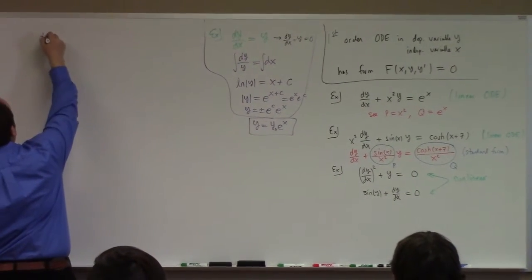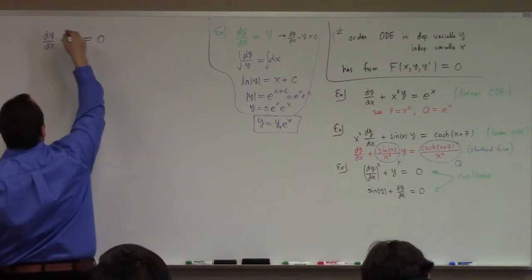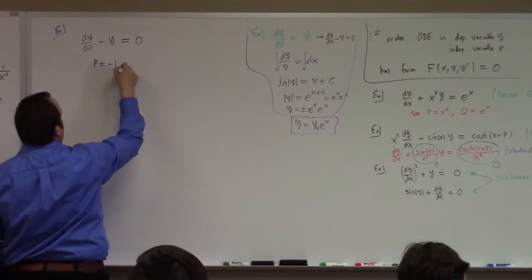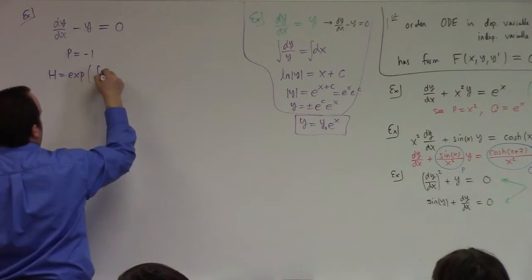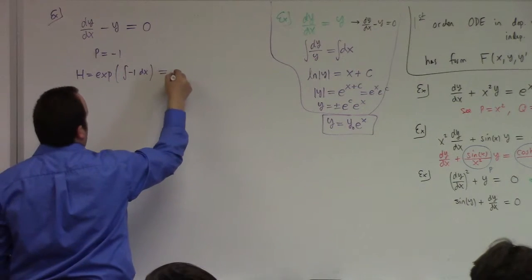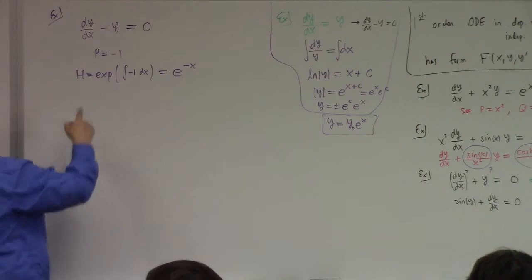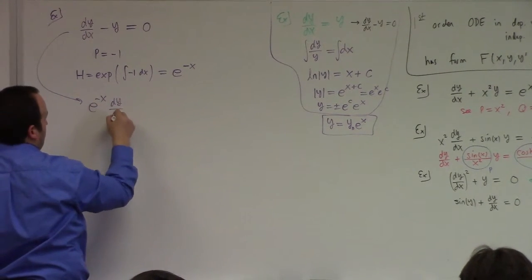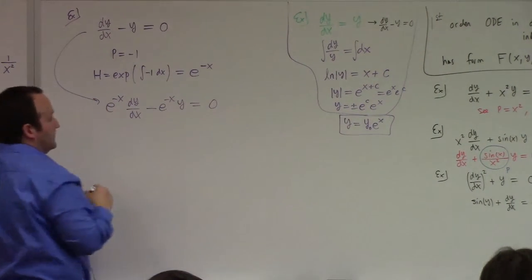So dy dx minus y. If you try to formally prove u substitution, it's really a drag. So we have p equals minus 1. So h is the exponential of the integral of minus 1 times dx, so this is just e to the minus x. Well, that wasn't too bad. So you multiply this differential equation by h, and we get e to the minus x dy dx minus e to the minus x y equals 0.